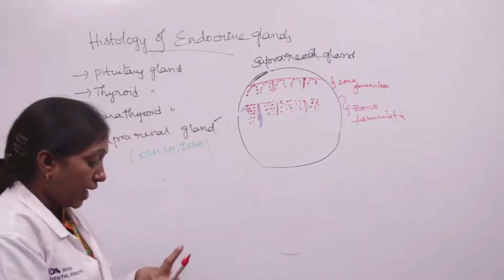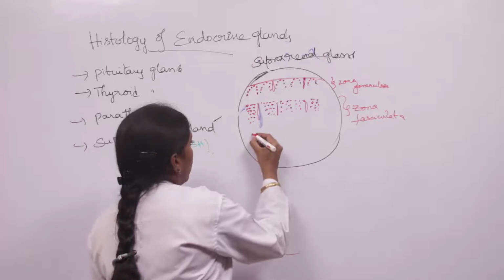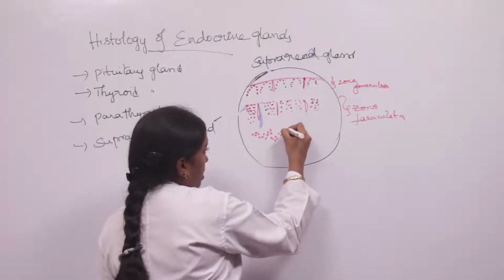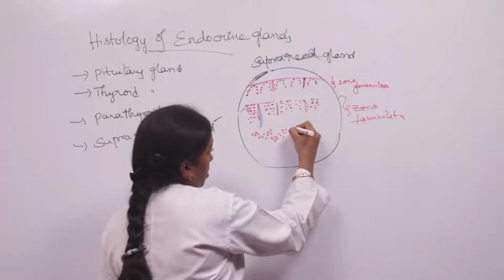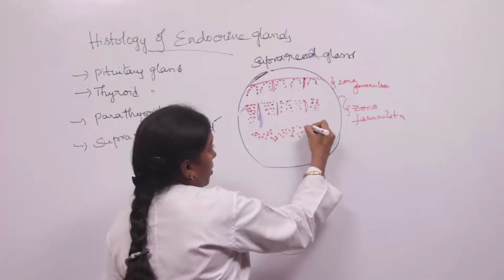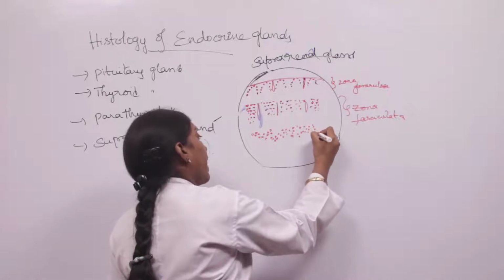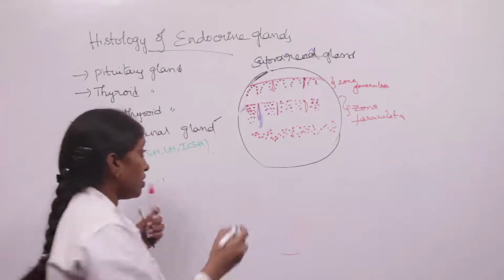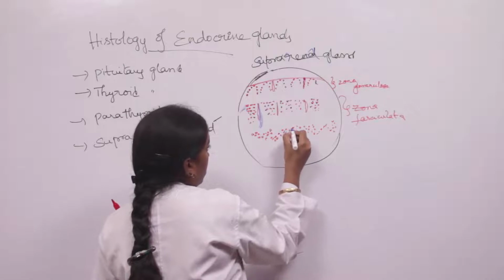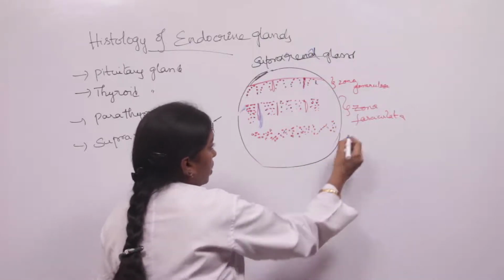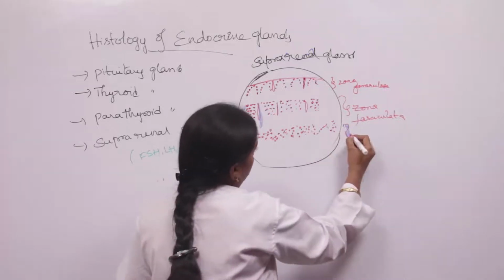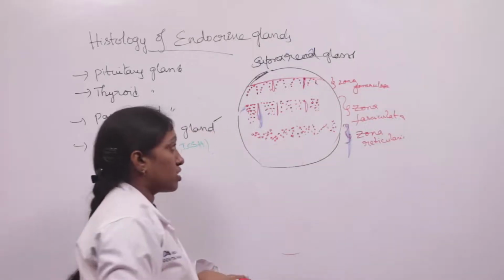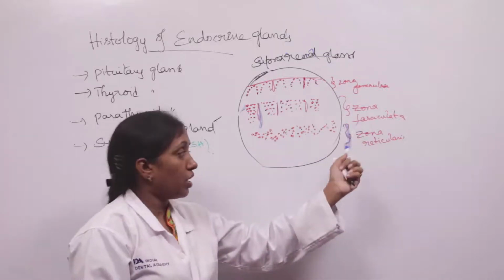And coming to the zona reticularis, here the cells can branch and anastomose with each other. That's why the name reticularis. This is zona reticularis. This is about the cortex. The cortex consists of 3 zones: zona glomerulosa, zona fasciculata, and zona reticularis.